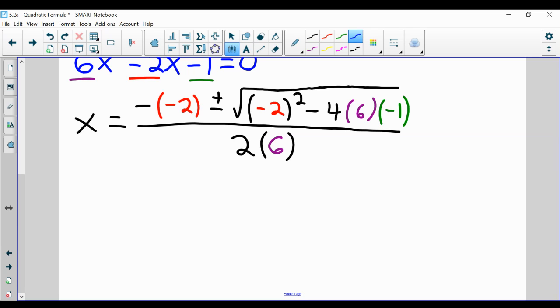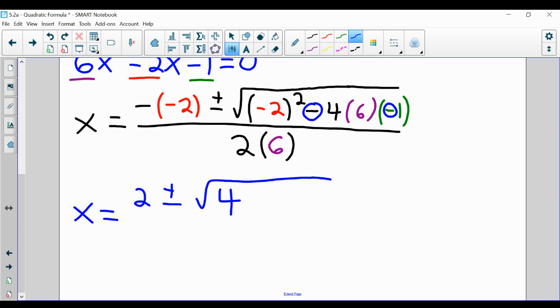Here we go. x equals, so I've got a negative of a negative 2, which turns it into a positive 2. Plus or minus the square root. Negative 2 squared is 4. Now here I have to be a little careful. I'm subtracting a 4 times a 6 times a negative 1. So count up those negative signs, because I'm going to multiply all these together. And if I multiply a negative times another negative, that's going to turn into a positive.